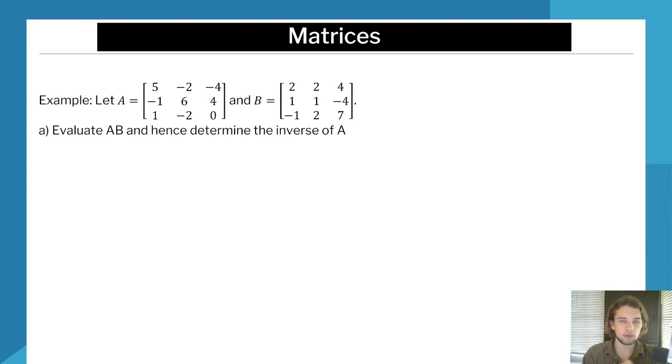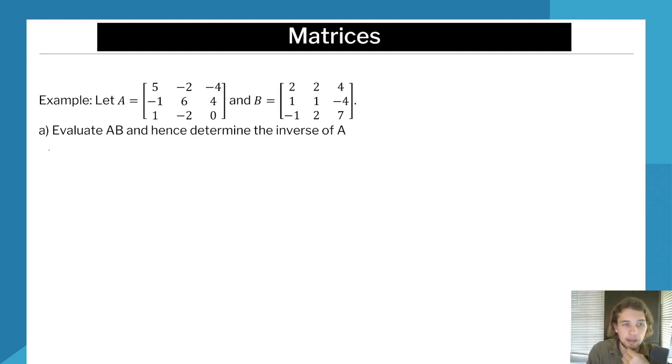So let A equal this and B equal that. Evaluate A times B and hence determine the inverse of A. So looking at this, if I multiply A times B, it's probably going to be equal to something, let's say the identity matrix, sorry, that tells us that B is actually going to be the inverse of A, which is what I'm suspecting. We'll find that out. So let's multiply these together.